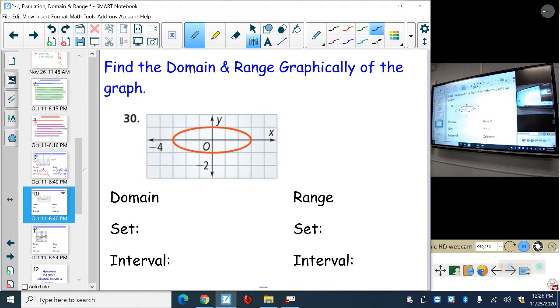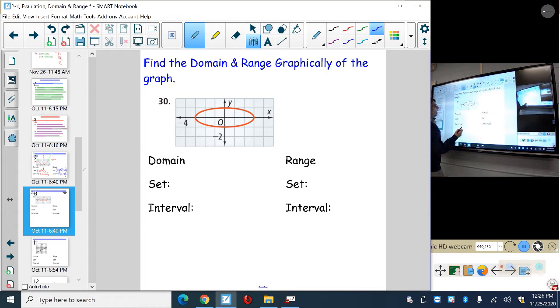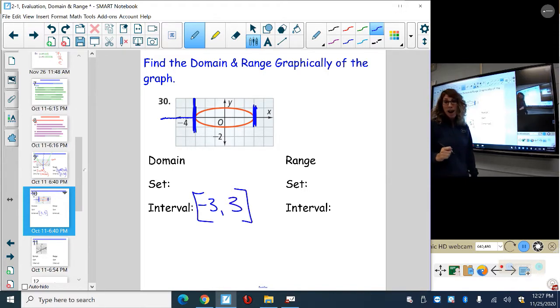Let's do it again. Find the domain and the range. Okay, domain. I'm chugging along here, and what x value do I run into this graph at? I run into this graph at this value right here, -3. Then when do I stop running into this x value? I stop running into the graph right there at +3. And it can be both of those values, so that means you're going to have brackets.